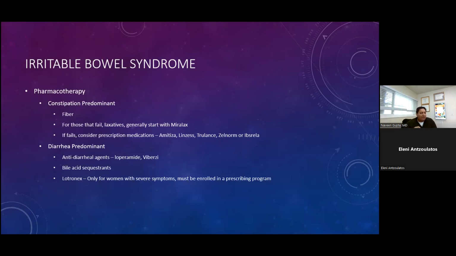And one pet peeve of mine, people really love Smooth Move tea. That is just Senna, just repackaged into something that sounds different. It's just Senna. If those fail, then we move on to medications.